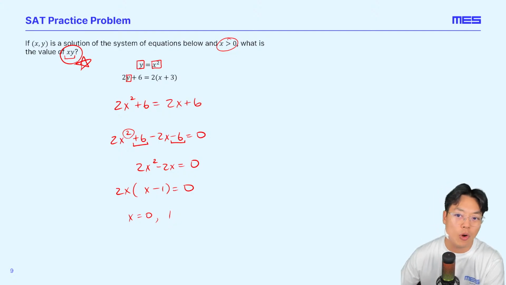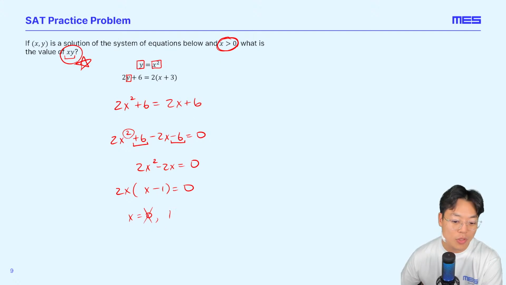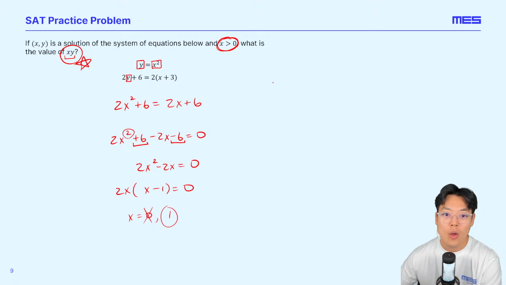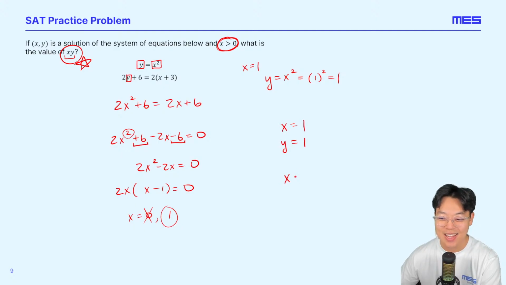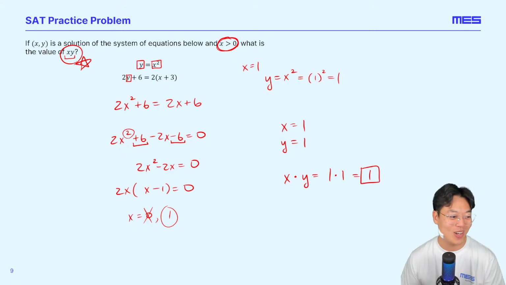But what did we say before? X has to be greater than 0. So 0 doesn't work, x is equal to 1. When x is equal to 1, y is equal to x squared, therefore 1 squared, which is 1. So since x is equal to 1, y is equal to 1, x times y is equal to 1 times 1, which is just 1. All that work to just get 1 as our answer. We love problems like this, don't we? All this work for such a simple answer.